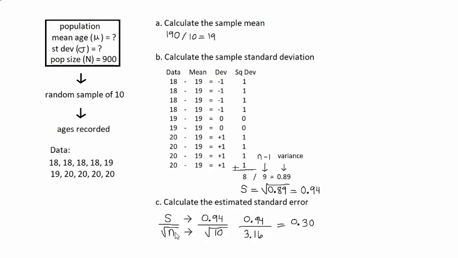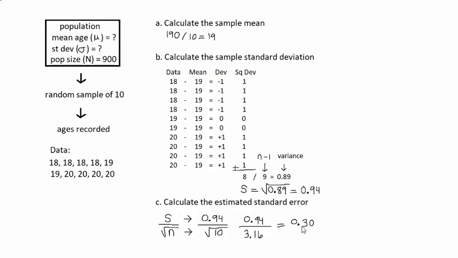That's easy to confuse. So 0.94 divided by square root of 10 is 0.94 divided by 3.16, and it's 0.3 or 0.30 to 2 places. And that's our estimated standard error.